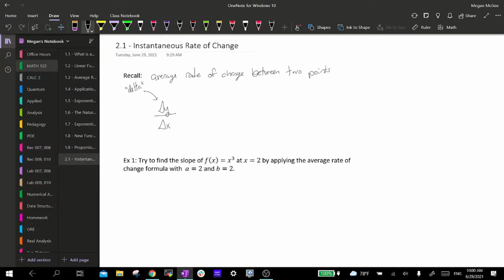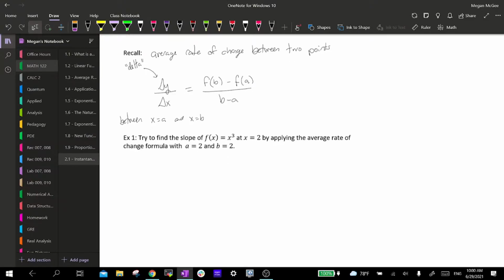From between x is equal to a and x is equal to b. So those are between our 2 points. So that's our function at the value b minus our function at the value of a over b minus a. So that's our average rate of change between 2 points.